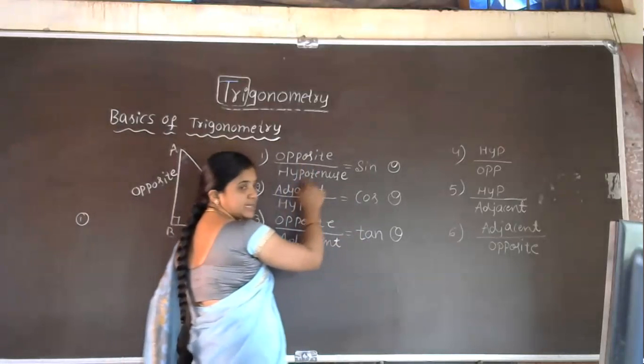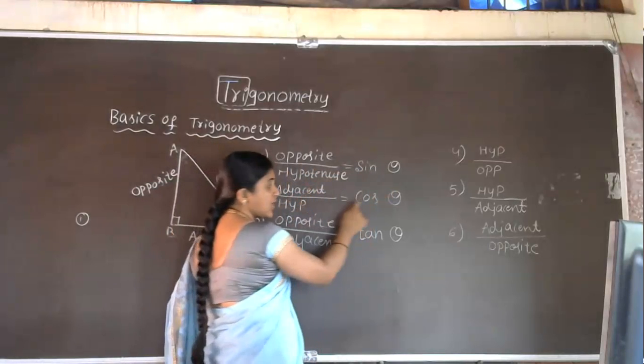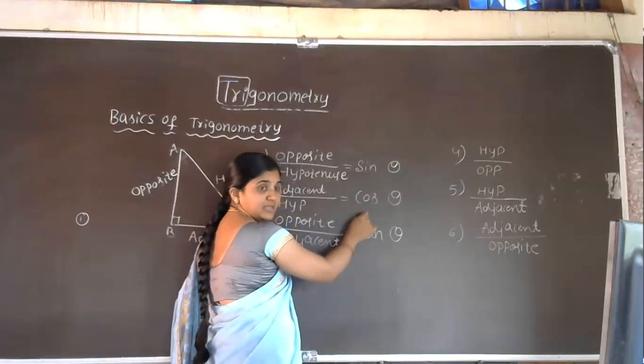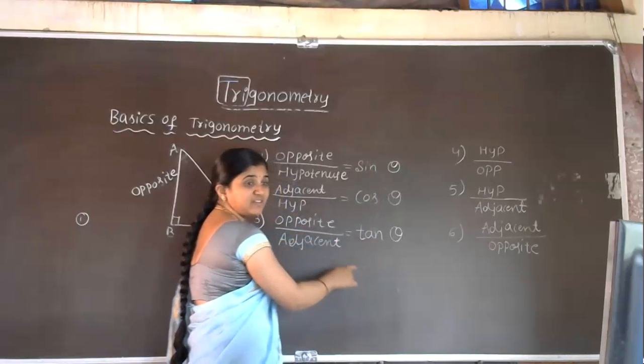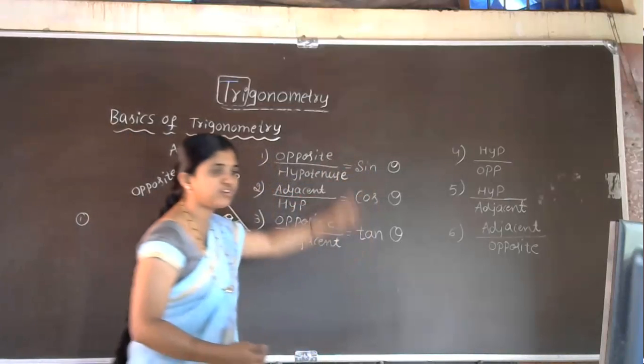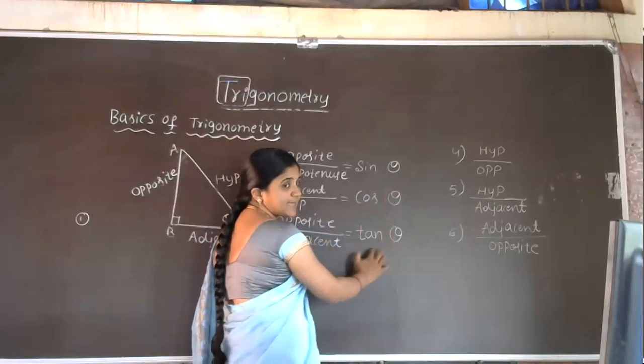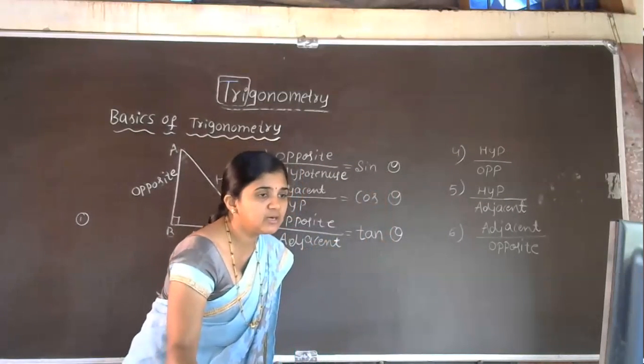So, got the idea of these three ratios. Opposite by hypotenuse is called sin theta, then adjacent by hypotenuse is called cos theta. These are the trigonometric names. We are going to write the short forms: sin theta, cos theta, tan theta. So now three ratios are over.